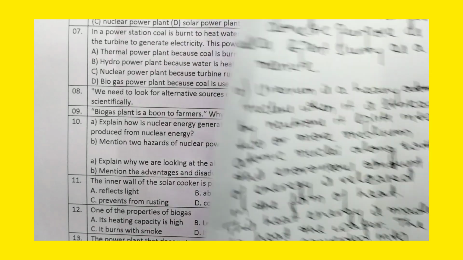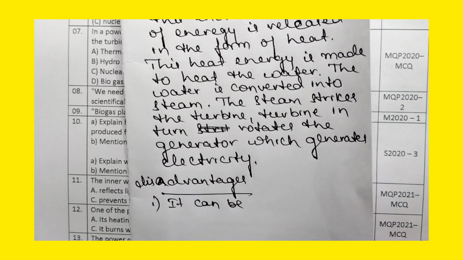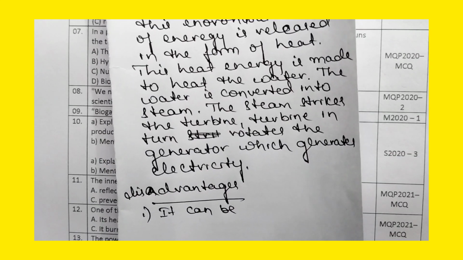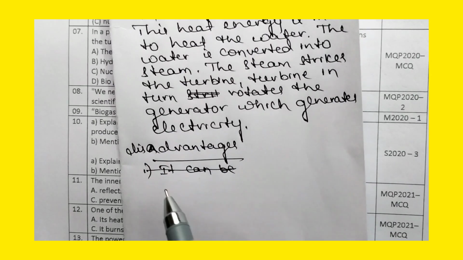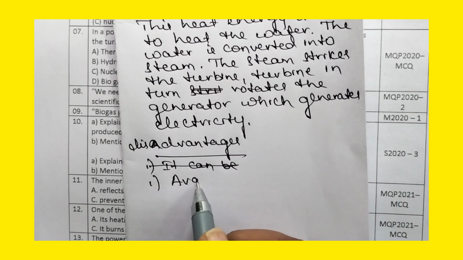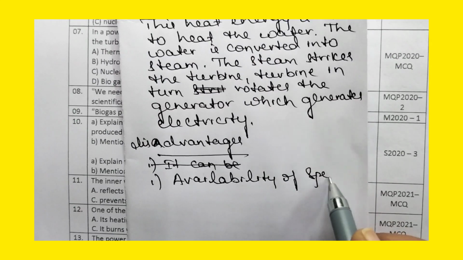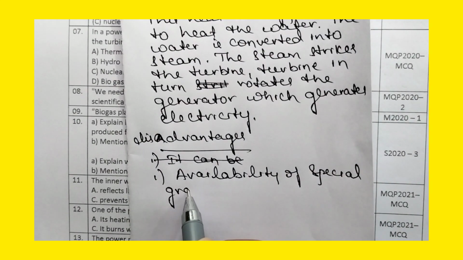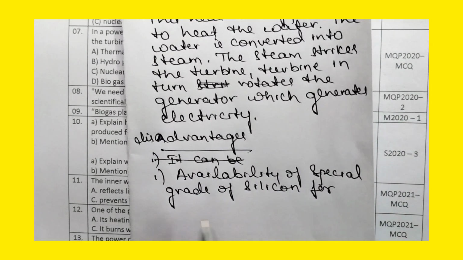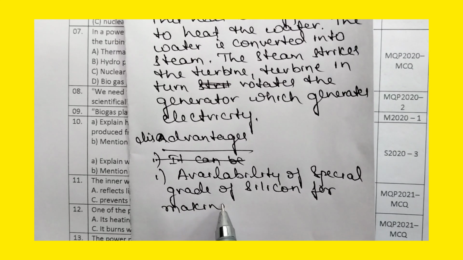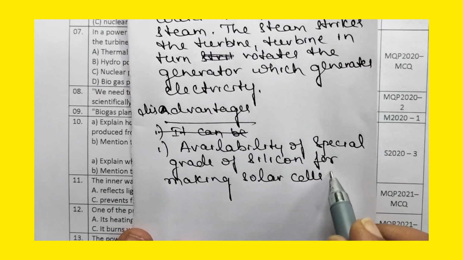Now I will write the disadvantages. The advantages are done. Let us write the disadvantages of the solar cell. So the first disadvantage is that the availability of special grade silicon for making solar cells is limited.